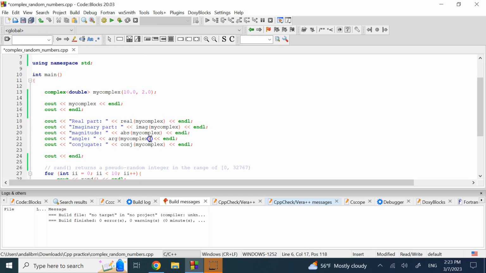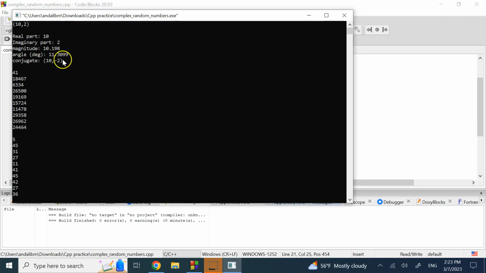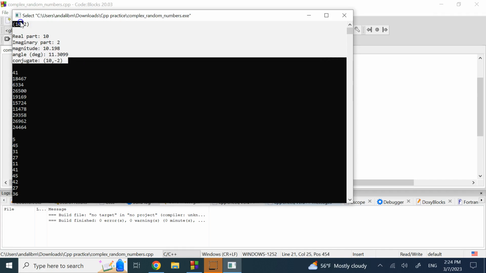Here, since the angle is in radians, we multiply it by 180 and divide it by M underscore PI, and then it is going to be in degrees. So we can say the angle in degrees. And now you see the angle is about 11 degrees, 11.3 degrees. These are some basic things that you can do for complex numbers.